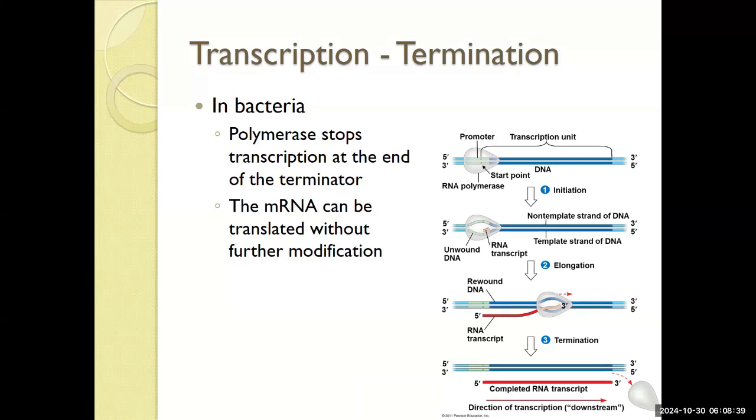How does it know it's done? In bacteria, polymerase will stop at the end of a terminator sequence, and the mRNA is ready to go right then and there. It's released and able to be translated or folded up and utilized as a tRNA or rRNA immediately.